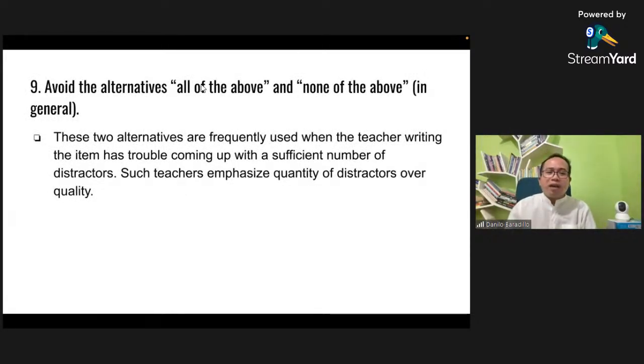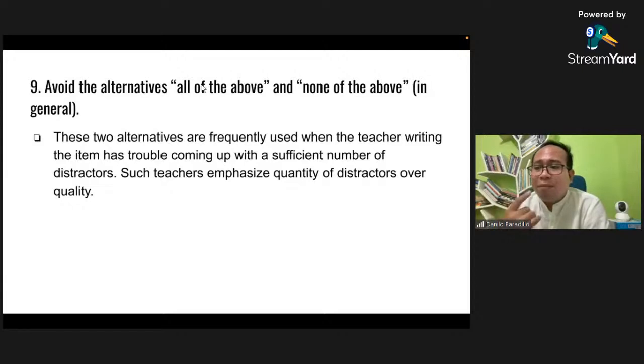Now we move on to number 9. Avoid the alternatives all of the above and none of the above in general. These two alternatives are frequently used when the teacher writing the item has trouble coming up with a sufficient number of distractors. Such teachers emphasize quantity of distractors over quality. So if you are making use of all of the above and none of the above, that means you're emphasizing quantity over quality. So make sure that we avoid that.